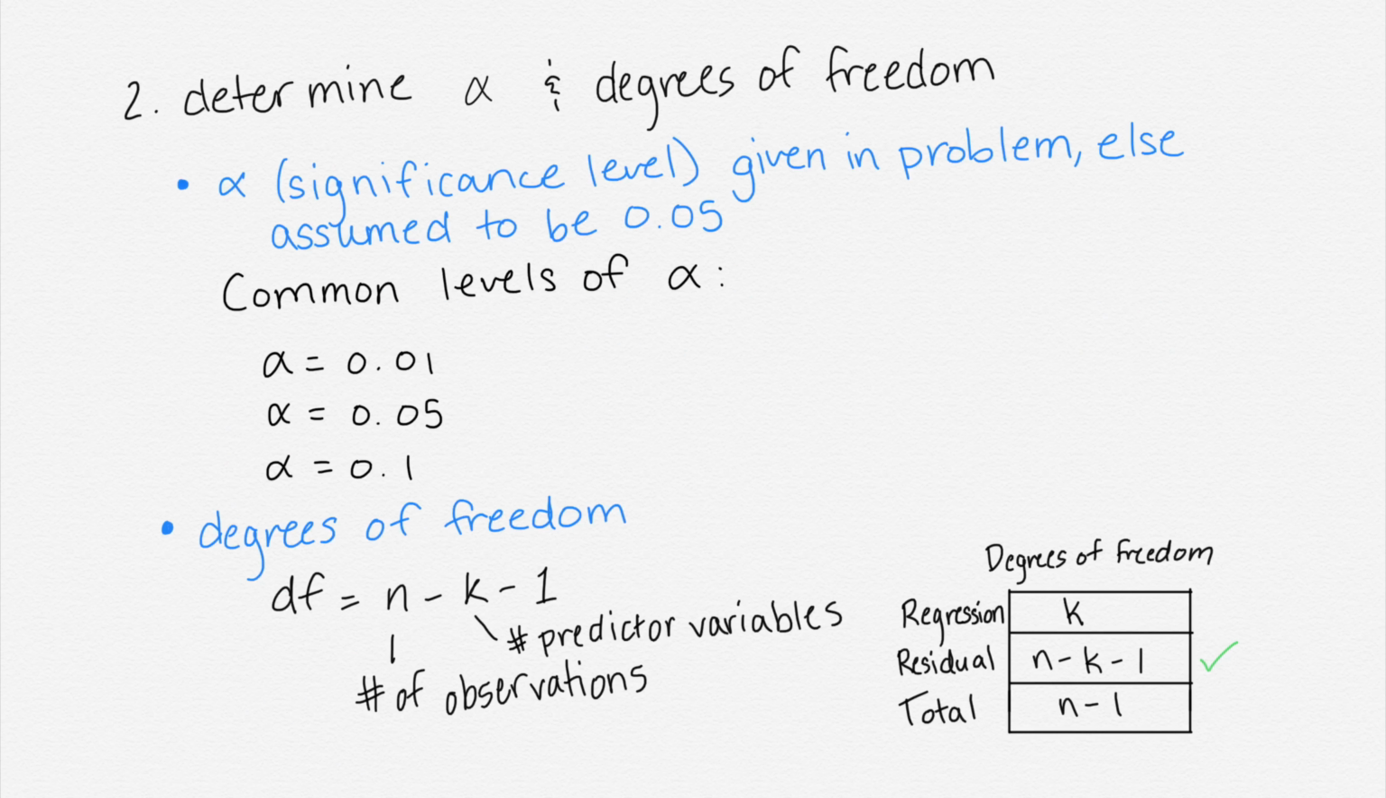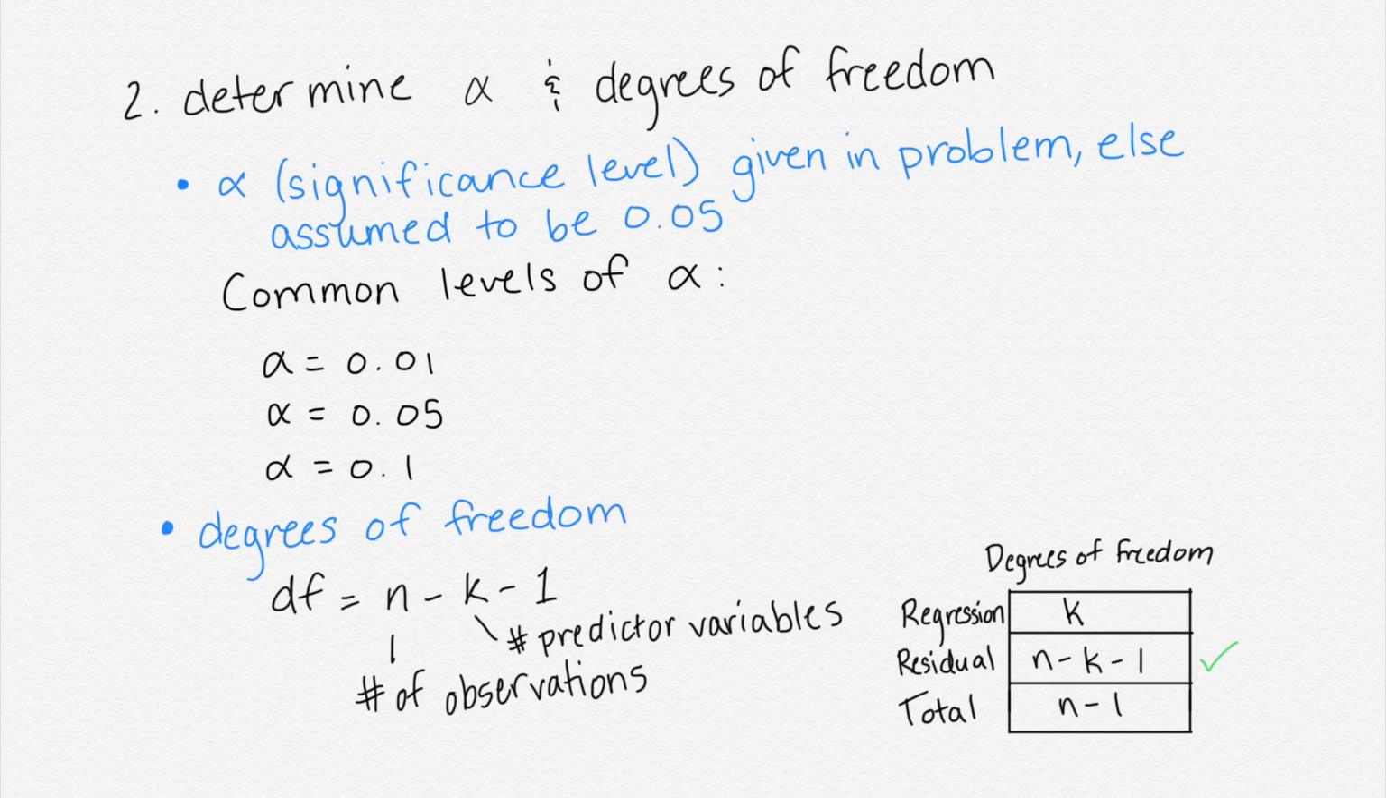Now on to step 2, which is much more straightforward than the hypothesis interpretations. Step 2 is to determine alpha, the level of significance, and the degrees of freedom. Most times alpha will be given to you in the problem, but otherwise the default value, at least in most statistics classes, is 0.05. Other common levels of alpha are 0.01 and 0.1.